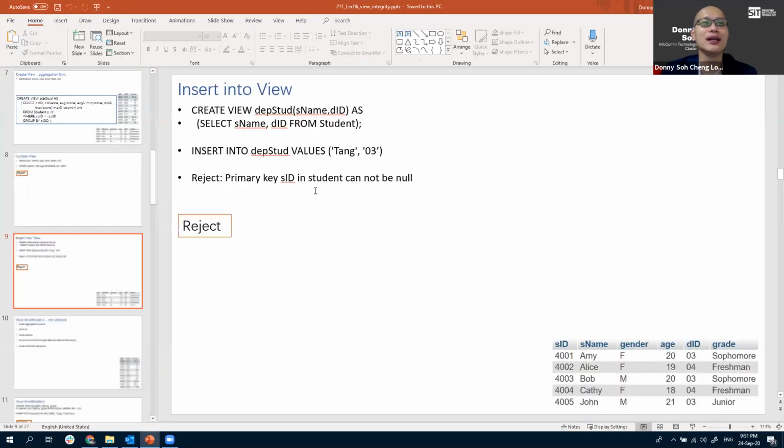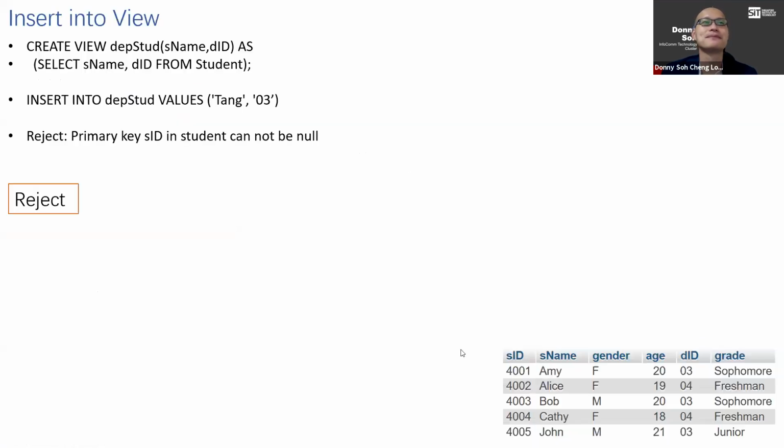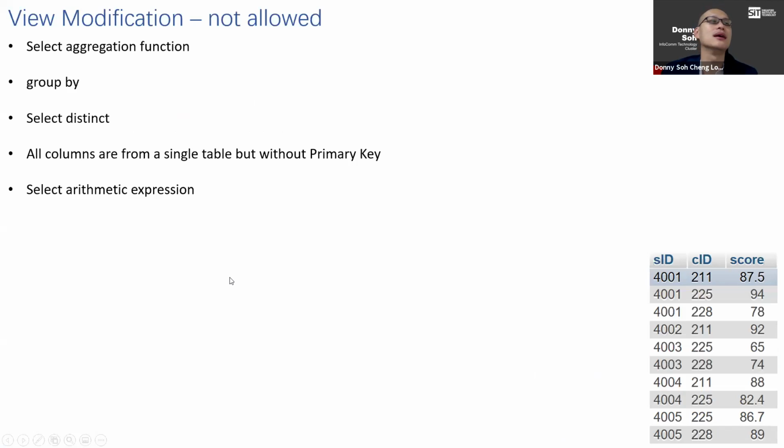By right, it should reject, because the primary key in the student cannot be null. But I think it's interesting to note that for MySQL, it allows you to insert. And I think it's important for you to know that when I insert into my view, it automatically also gets inserted into my table. Yeah, I think that is the key takeaway of this slide.